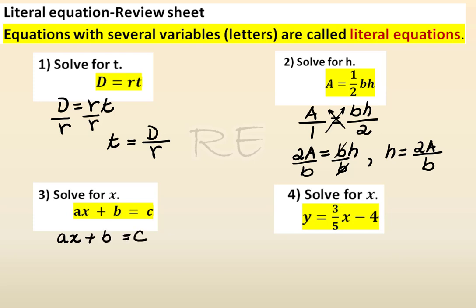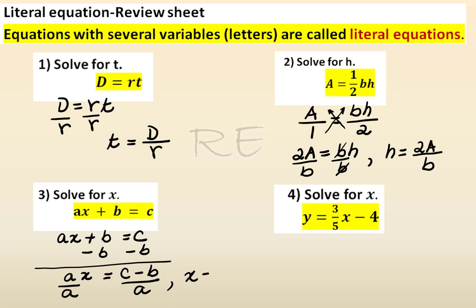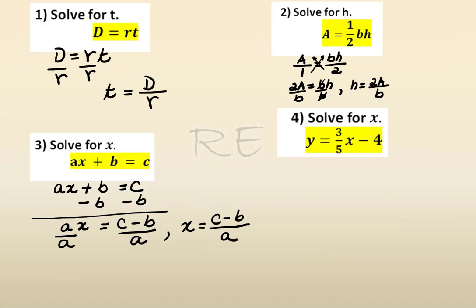ax plus b is equal to c. We are solving for x, therefore we subtract b from both sides. ax is equal to c minus b. We divide both sides by a, and x is equal to c minus b over a. This is the equation of a linear function.